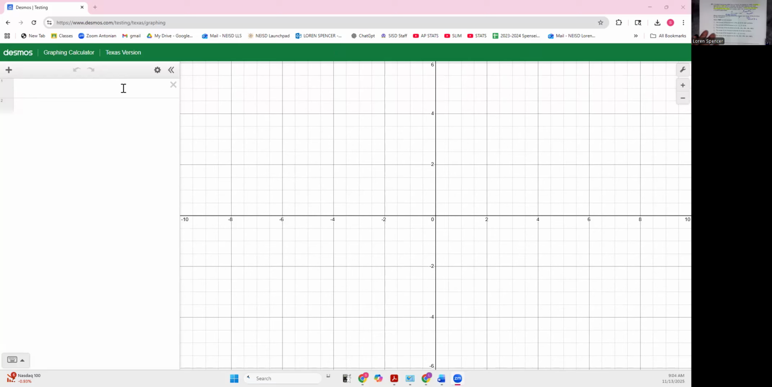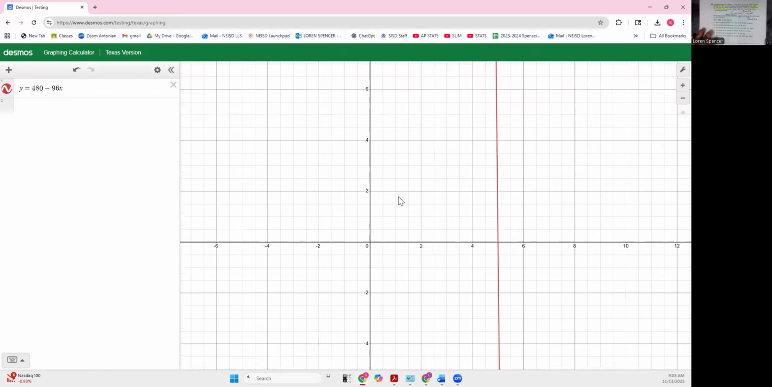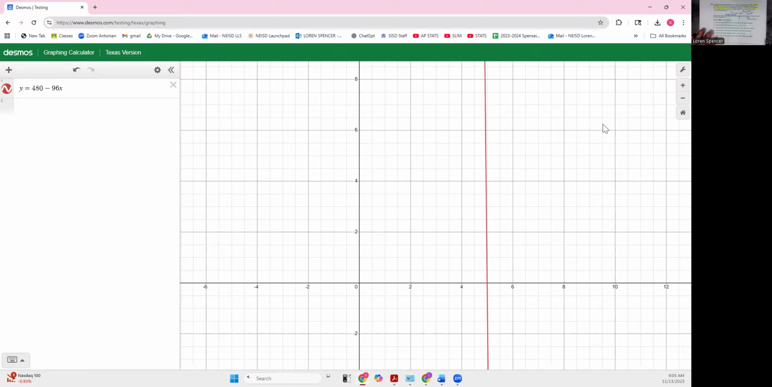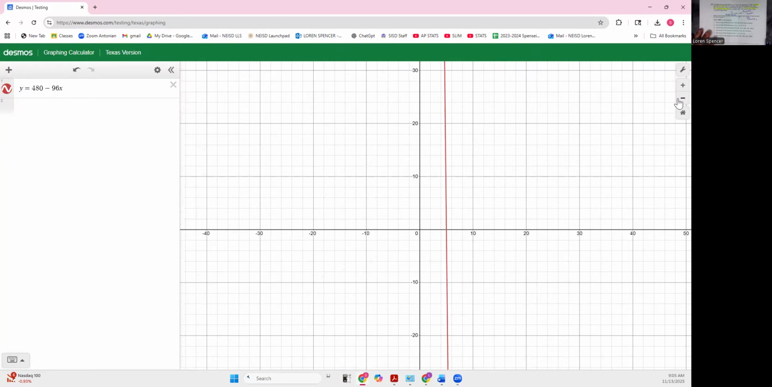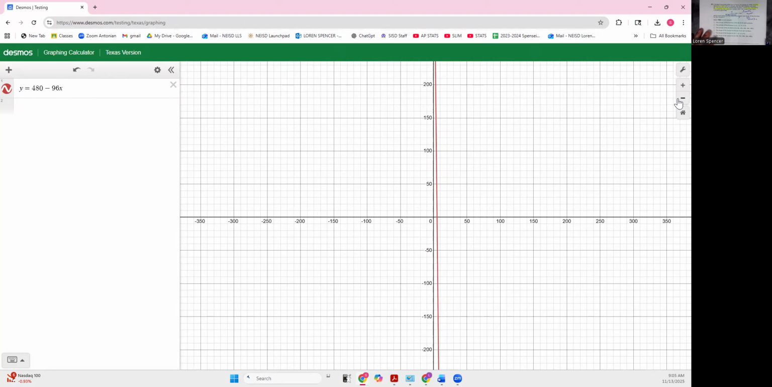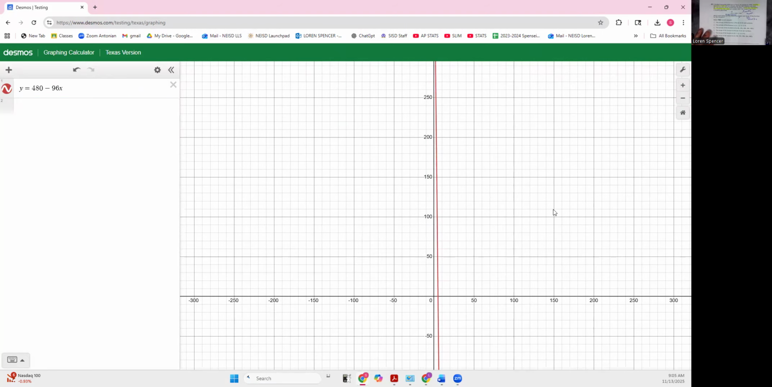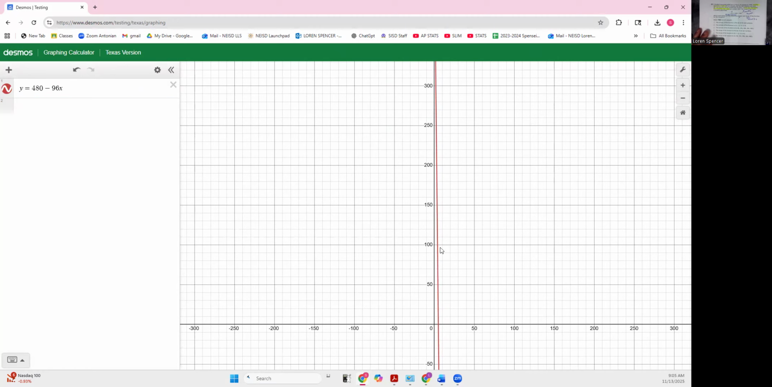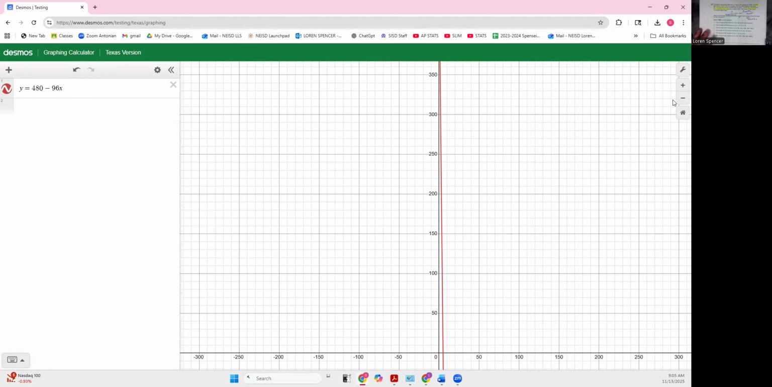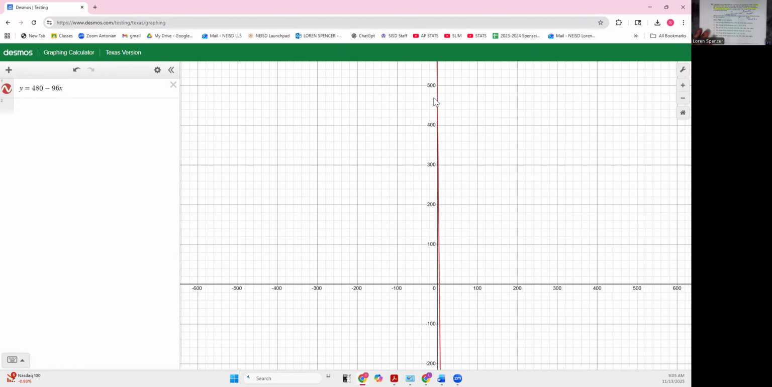We have y equals 480 minus 96x. Oops, there should be an equal sign, not a minus sign. Equals. So we end up getting this function. It looks almost like a vertical line from here. So I'm going to go ahead and zoom way out. Once I do that, it's like, okay, there's a little bit of slope here. Zoom out a little further.